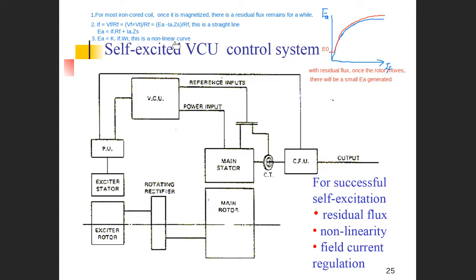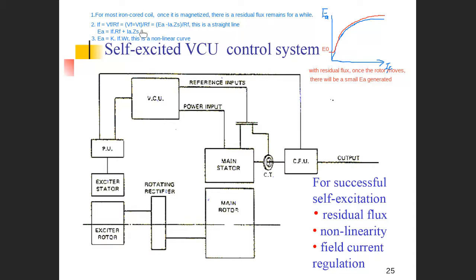So the third point is that, from the generator itself, the internal generated voltage is proportional to the field current, with a coefficient chi and the rotation speed omega r. So this is a nonlinear curve. From the excitation itself, it is a nonlinear curve relationship between the field current and the internal generated voltage.